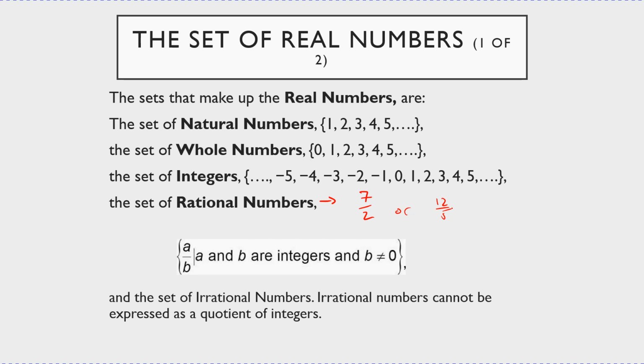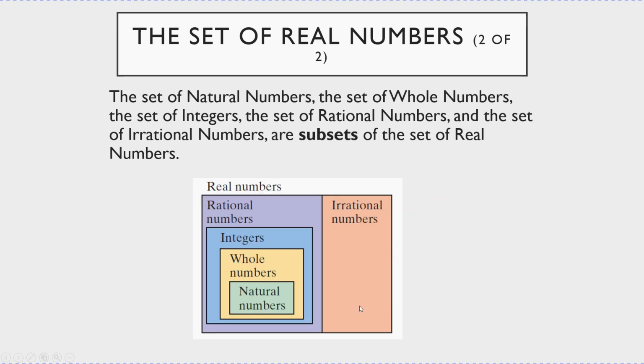Irrational numbers cannot be expressed as the quotient of integers. Something like an irrational number would be the number pi. It's a number that has decimals that go on forever with no repeating pattern. Just looking at this, the set of the natural numbers, the set of the whole numbers, the set of integers, the set of rational numbers, and the set of irrational numbers are all subsets of real numbers.